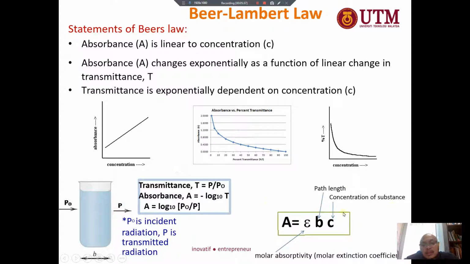It's not as easy as the previous one, so I think it should be provided during the examination or test. To understand the transmittance, T equals P over P naught, the power after passing through the absorber over the power of the incident light. P naught is the incident radiation, P is the transmitted radiation, and this is the transmittance. Absorbance equals negative log T, and also A equals log base 10 of P naught over P. Okay, right?